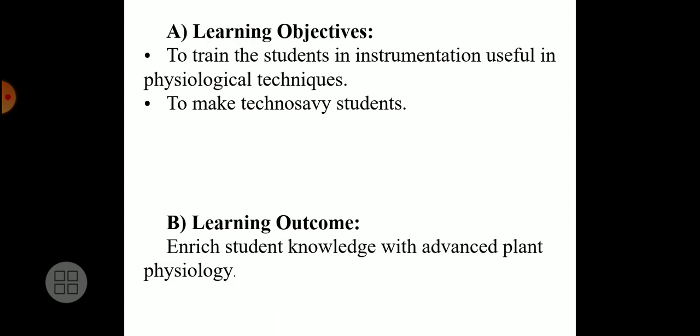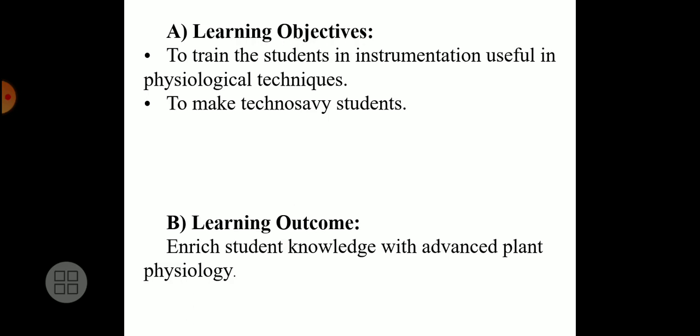The first objective is to train the students in instrumentation useful in physiological techniques. To make techno-savvy students is the second learning objective of this paper. So you might have come to know that during this semester we are going to make you techno-savvy students, and we are going to give you information on how to use the instruments to analyze the plant material. Now, what is the outcome of this paper?